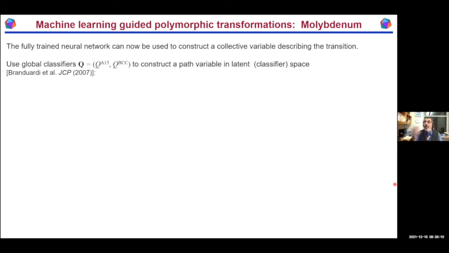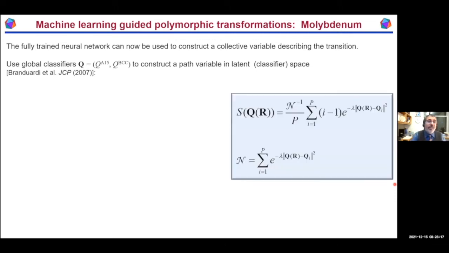Then what we want to do is pick 2 phases that we're interested in, 2 polymorphs. In this case, it's A15 and BCC. And the collective variable that we're going to use to generate the path between the 2 phases is what we call a path collective variable. We were inspired to do this by early work from 2007 of the Parrinello group, where they did this in configuration space. We're doing it in the machine learning space, or the space spanned by this classifier vector.